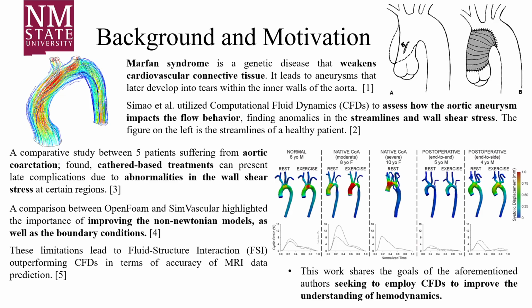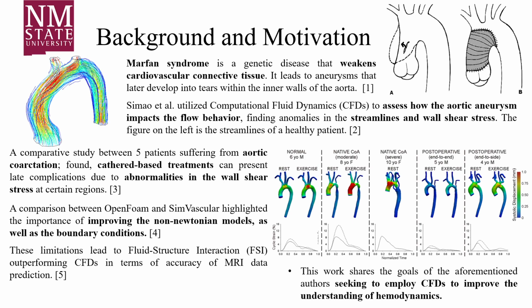Similar efforts have been pursued by other authors. For instance, Ladisa et al. performed a comparative study between 5 patients of aortic coarctation, which is the opposite of an aneurysm. This is when the walls of the aorta are narrowed. You can see what I mean by looking at the aorta of said patients in the bottom figure. They found that after the treatments, patients had the risk of late complications caused by abnormalities in the wall shear stress.